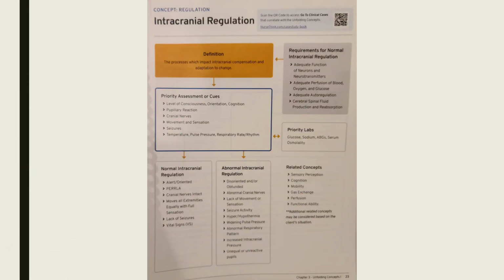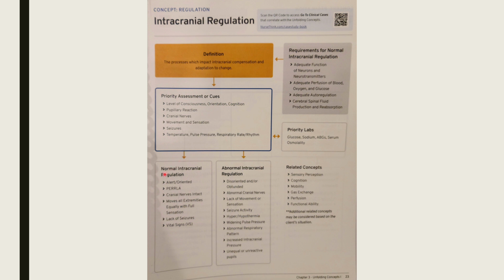And so here's the concept of it here, and it seems pretty self-explanatory. It goes into the priority assessments, such as the level of consciousness, pupillary reaction, cranial nerves, movement and sensation, seizures. The temperature is a really big one too. Pulse pressure and respiratory rate and rhythm, which we're going to see how this plays along with the Cushing's triad.